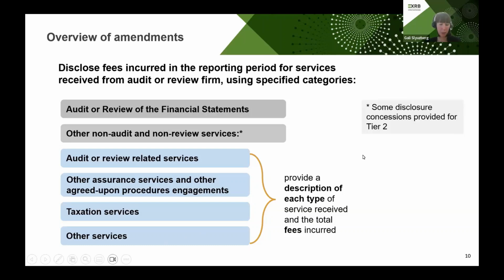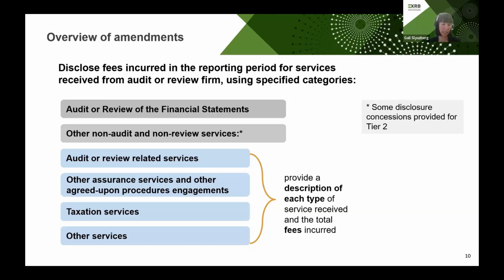There are some disclosure concessions for Tier 2 entities. So entities reporting in Tier 2 don't have to use the specified categories for the non-audit services that are shown in blue on the slide, but they still need to disclose the total fee for the audit or review of their financial statements and the total fees for all non-audit and non-review services provided by the audit or review firm. And also they need to provide a general description of these services. And we'll talk about Tier 2 a bit later in the webinar.